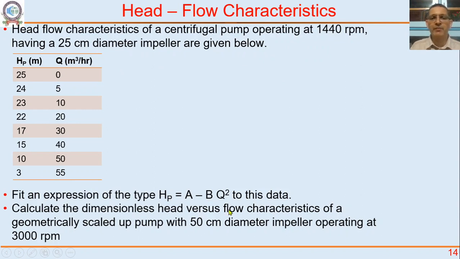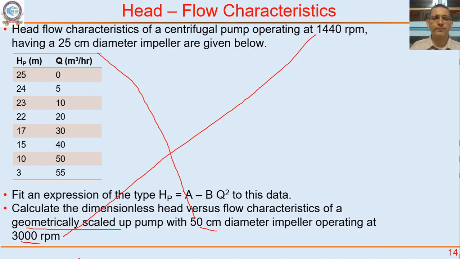Calculate the dimensionless head versus flow characteristics of this pump, NH versus NQ, you calculate. And then what would be the head versus flow characteristics of a geometrically scaled up pump with 50 centimeter diameter and 3000 RPM? So diameter is doubled, speed is approximately doubled, slightly more than doubled. Okay, do this problem for yourselves. Pause the video.